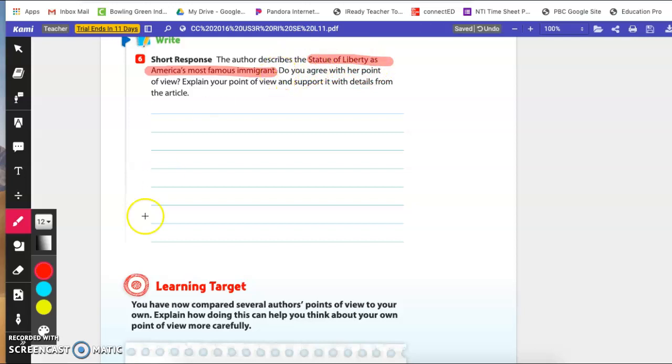The way you answer this question, you have to tell, do you agree with her point of view or do you disagree? That's what you would write here. Explain your point of view and support it with details from the article. So giving details about the Statue of Liberty and why you feel the way you do.